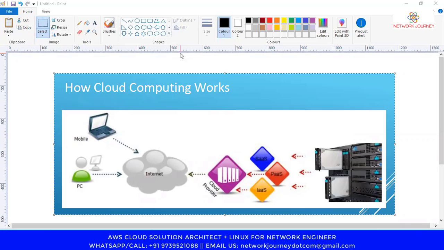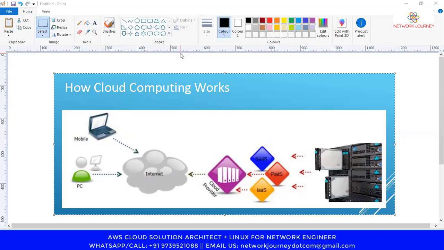Currently you are seeing this diagram, right? This is exactly what the cloud service provider is doing. The physical resources and their virtualization will be taken care of by the cloud service provider, and they are delivering the services, software as a service, platform as a service, or infrastructure as a service, to us over the internet. From the internet, we are consuming the services like SaaS, PaaS, or IaaS.